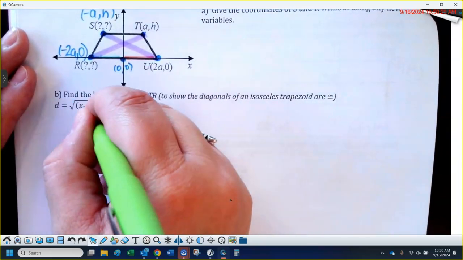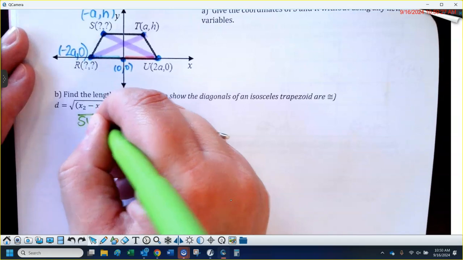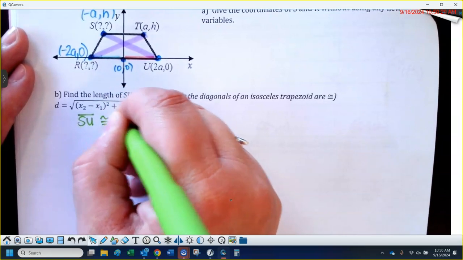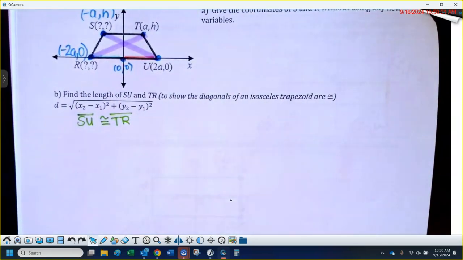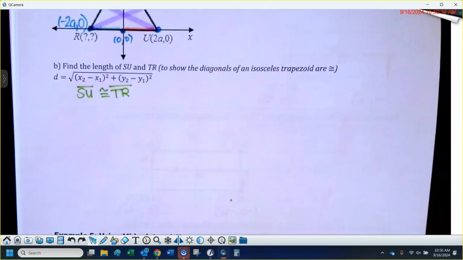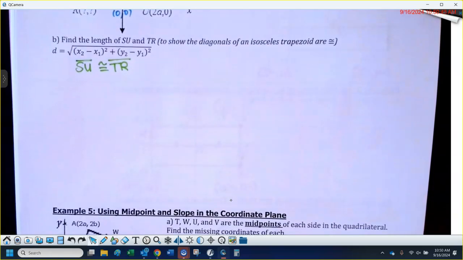So I drew in those diagonals. SU and TR should be congruent to each other. We're just going to prove it here really quickly. So I'm going to do kind of two sides. I'm going to find the distance between S and U, and we're going to find the distance between T and R. It's going to be weird. I'm going to be truthful with you because it's variables, but we're going to show that they're the exact same thing when we simplify them.